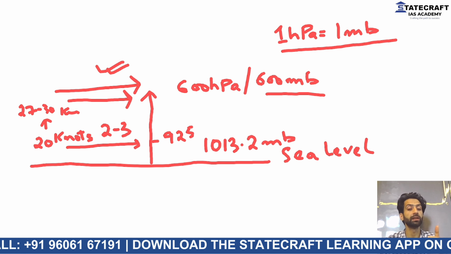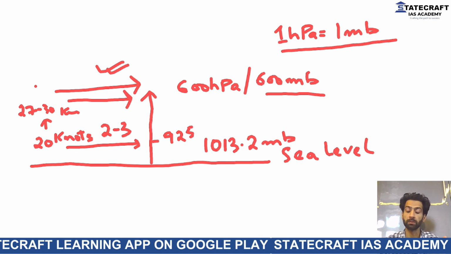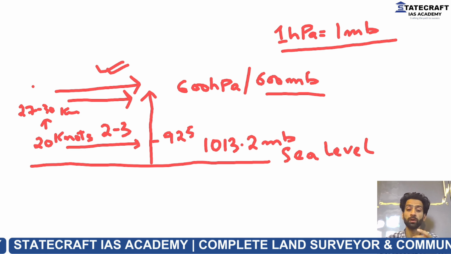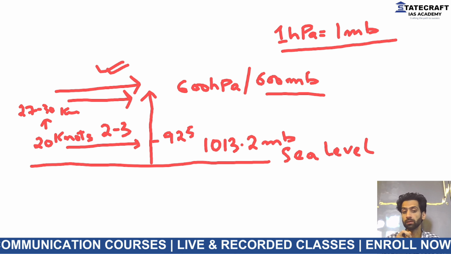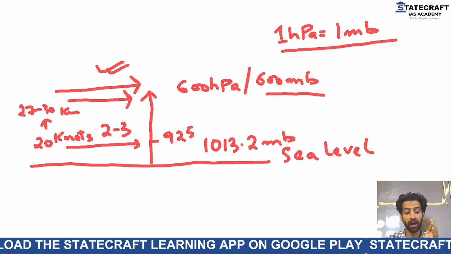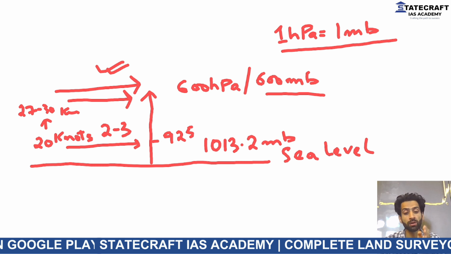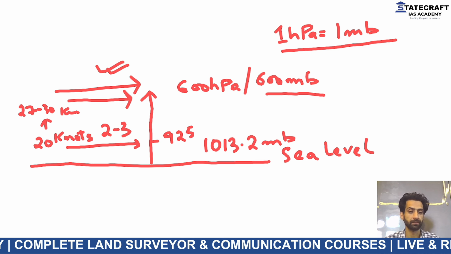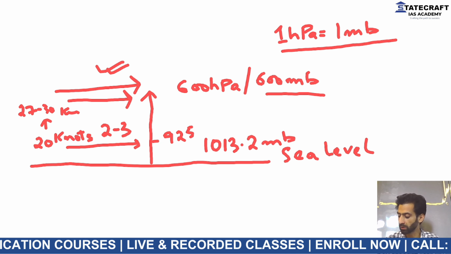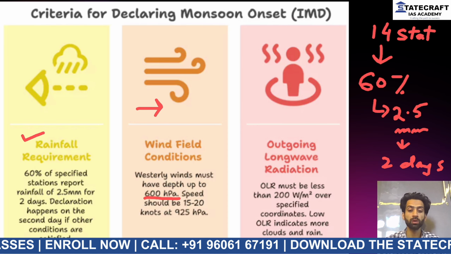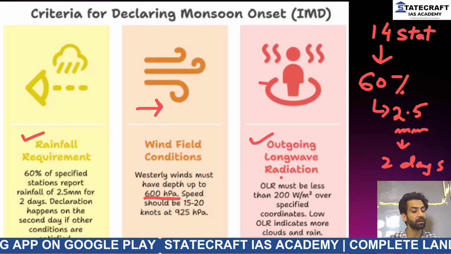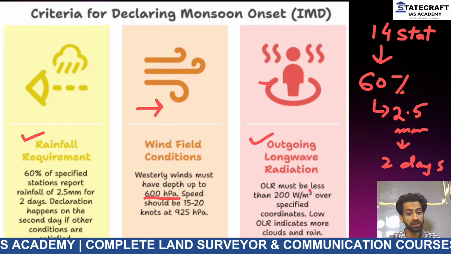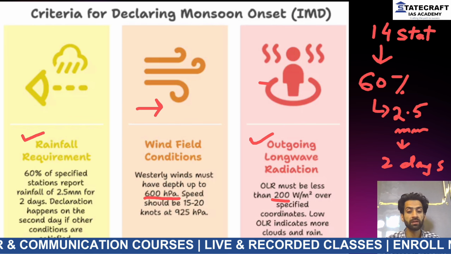First criteria: rainfall, 2.5 mm of rainfall for 60% of the stations for 2 consecutive days. Second, there should be constant, persistent wind at 600 HPA and a wind speed of 20 knots at 925 HPA. So we are done with 2 criteria. Now the third and the last one, that is outgoing long wave radiations. Outgoing long wave radiations must be less than 200 watts per meter square.